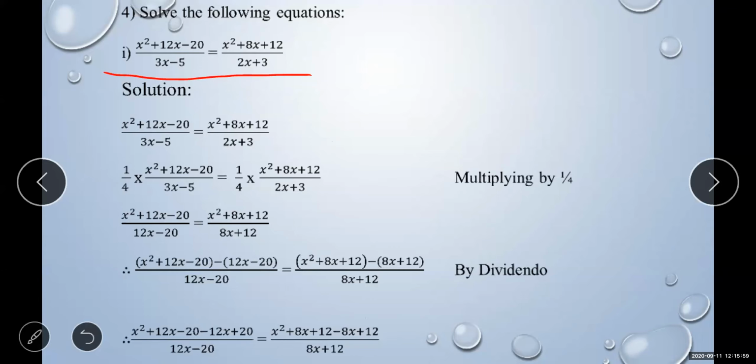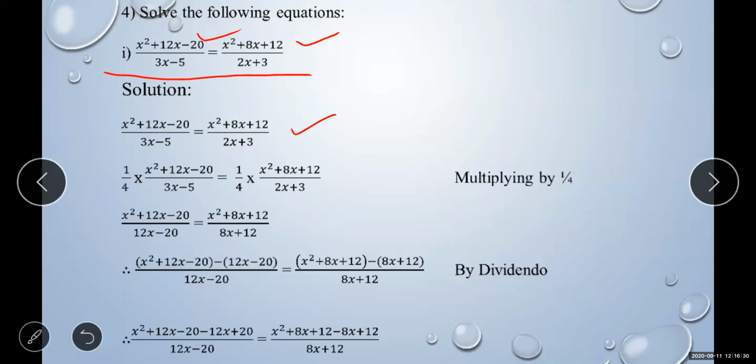How will you find out? Now this question is given. Here you can see in the numerator a quadratic equation. x square plus 12x minus 20 upon 3x minus 5 is equal to x square plus 8x plus 12 upon 2x. These two ratios are equal. We have to find out the value of x.